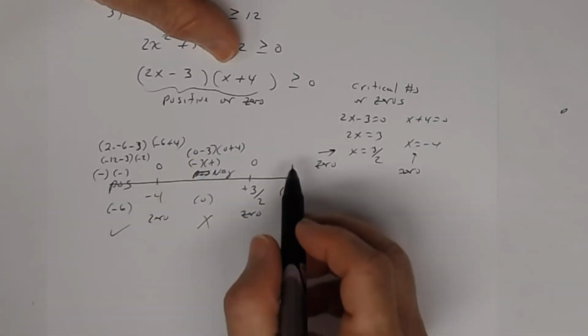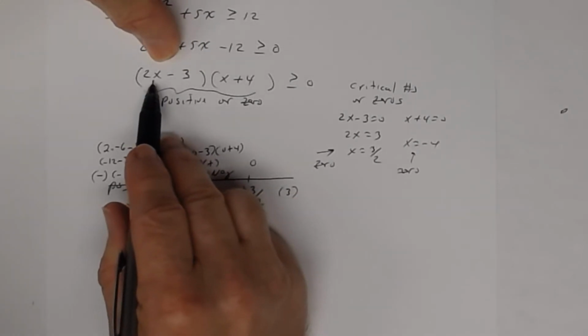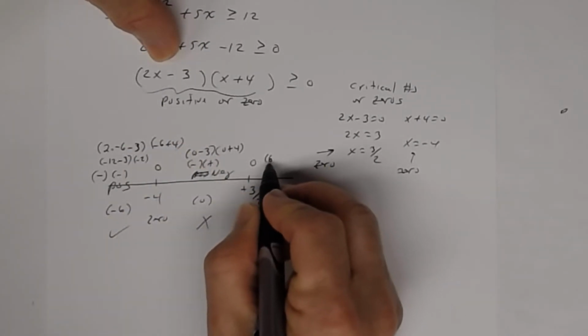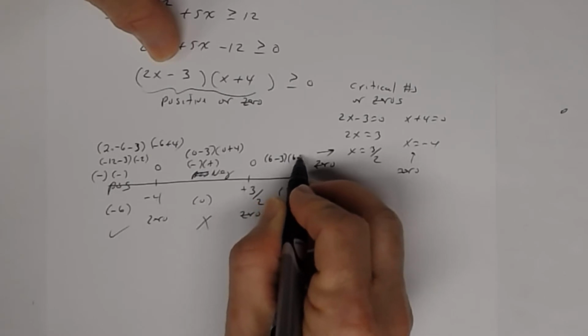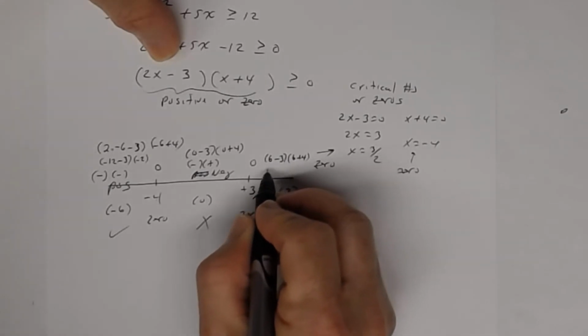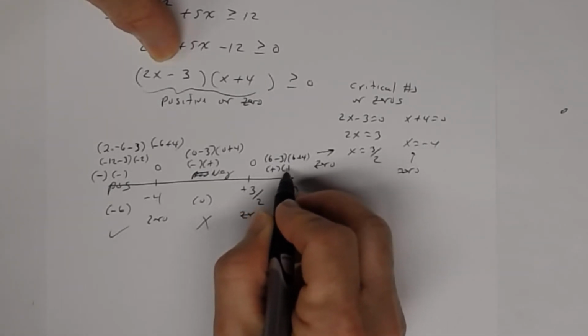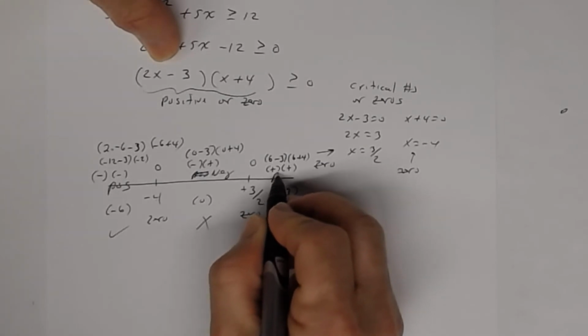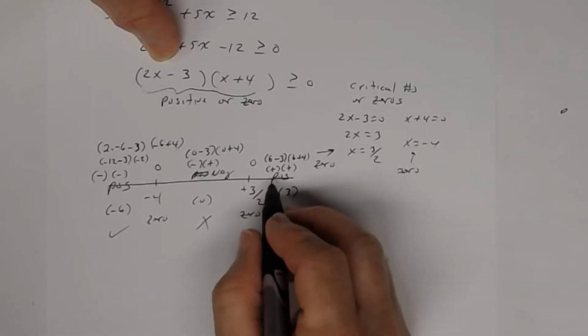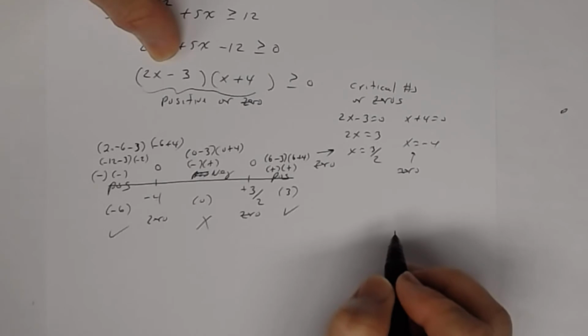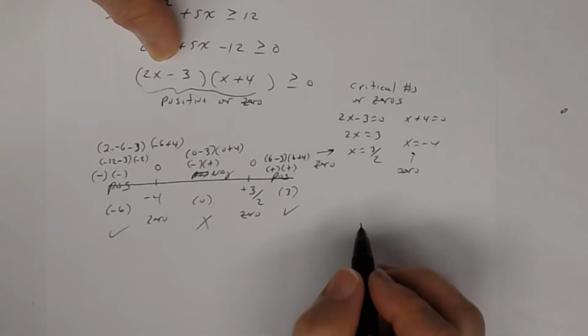If x is 3, 2 times 3 is 6, right? So I get 6 minus 3 times 6 plus 4. Well, 6 minus 3 is positive. 6 plus 4 is positive. A positive times a positive is a positive. Is that interval going to be a solution? The answer is yes. So you have 2 intervals as your solution.